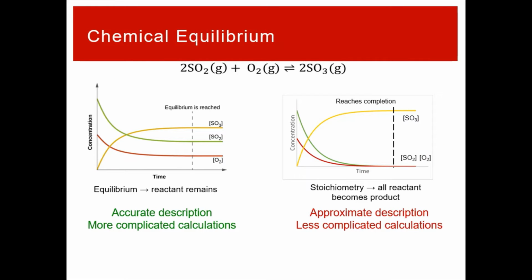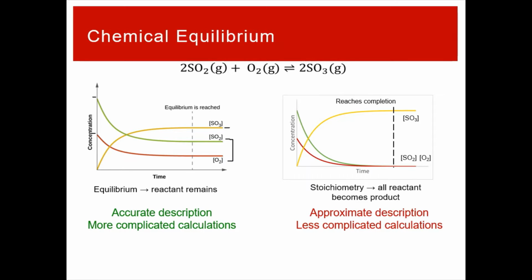And so this equilibrium-based description is more accurate, but it involves more complicated calculations. We'll get into that. We'll spend a decent amount of time on it. But we know that you start with some amount of your reactants, and then you make at equilibrium some amount of product, but there is still some reactant present. So this is a more complete description. You can figure out how much product you make and how many reactants are left.